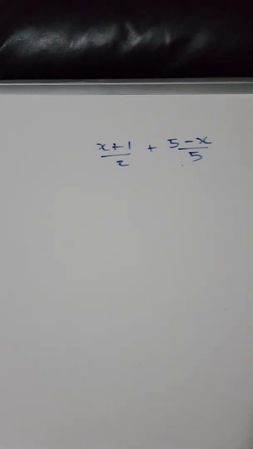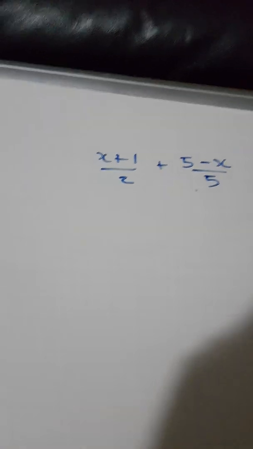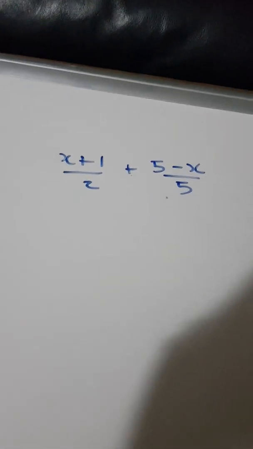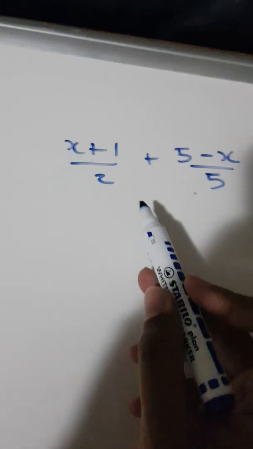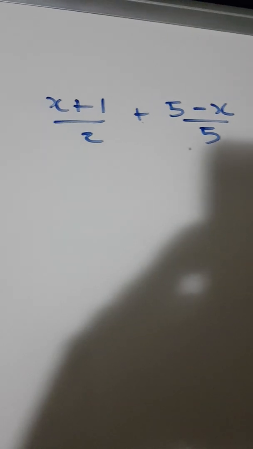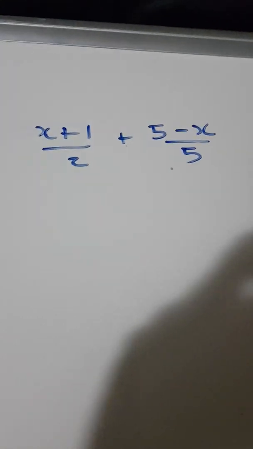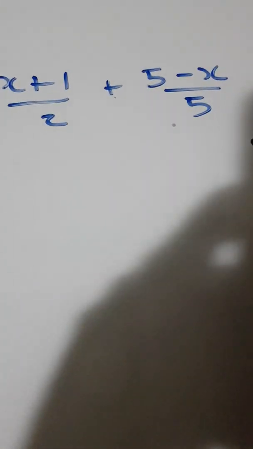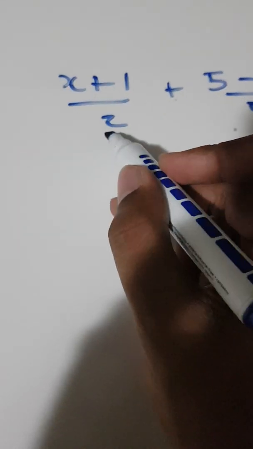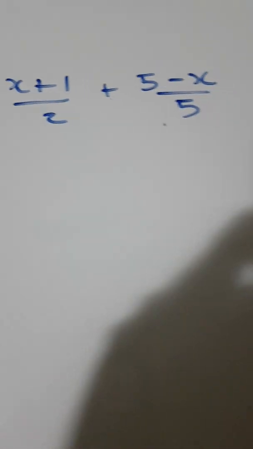All right, Shay. This is a video on how to simplify algebraic fractions under the operation of addition. As you can see, these are two separate algebraic fractions, and they are under the operation of addition. These two fractions have two separate denominators. This denominator is 2, this denominator is 5. These cannot operate at the moment because they have two different denominators.